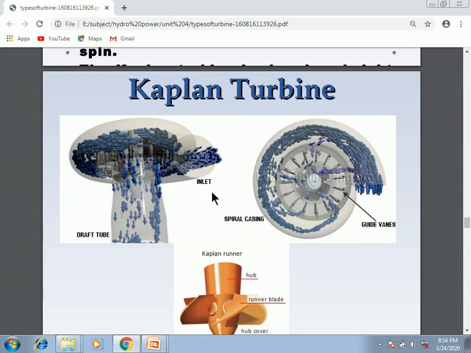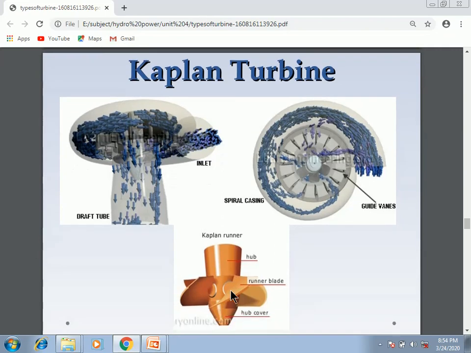So this is the way the diagram looks. This is the side view. This is the top view. Water is going to enter inside this spiral casing, and hit the guide vanes, and because it hits the guide vanes, it is going to rotate, because of which electricity is produced. This is a side view. Inlet water goes to the draft tube. The different parts of Kaplan turbine are hub, runner blade, hub cover.